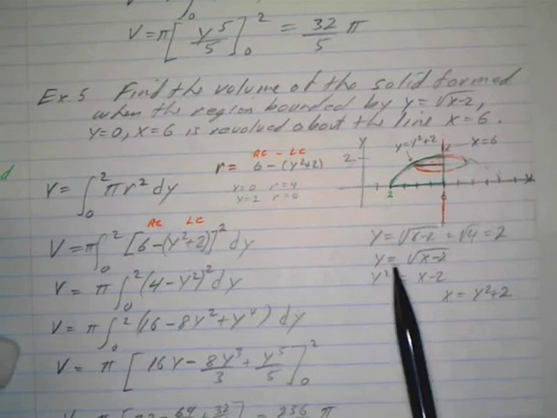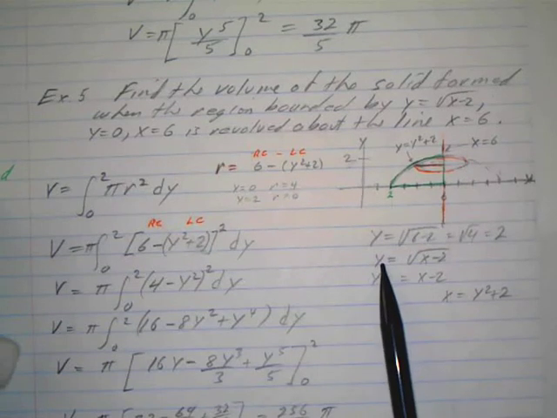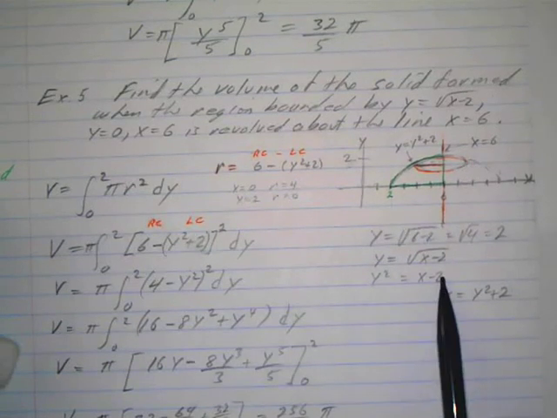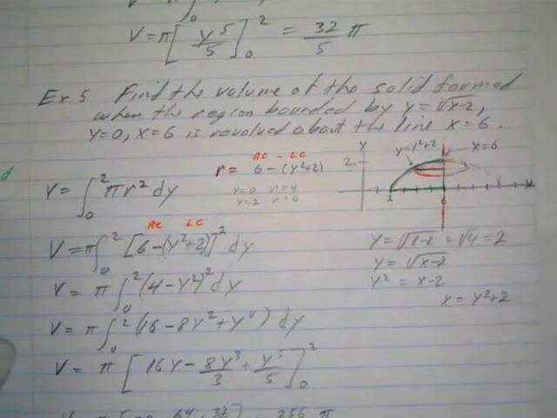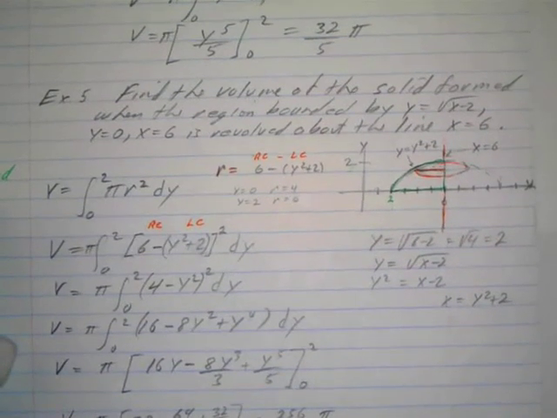Okay, so that's what I did. I started over here: y equals the square root of x minus 2. I squared both sides and then I added 2, so I got x equals y squared plus 2. So this is now in terms of y.